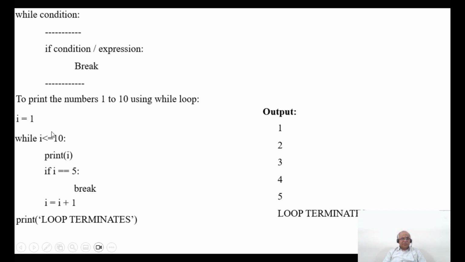Is 5 less than or equal to 10? The condition is true, so print I. So print 5. It is printed here. Is 5 equal to 5? Yes, the condition is true, so it comes to this and it will break this loop now. Once it breaks, then it comes to this, so loop terminates will be written here. So this is how the while loop works.